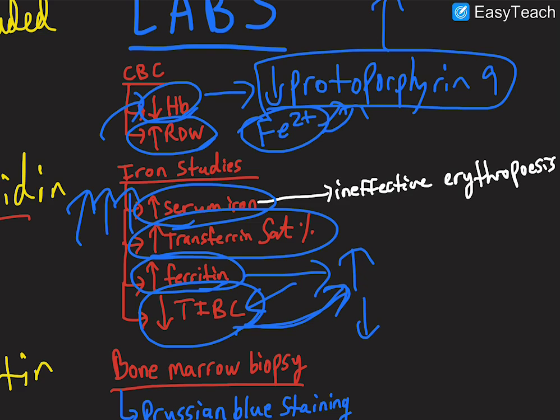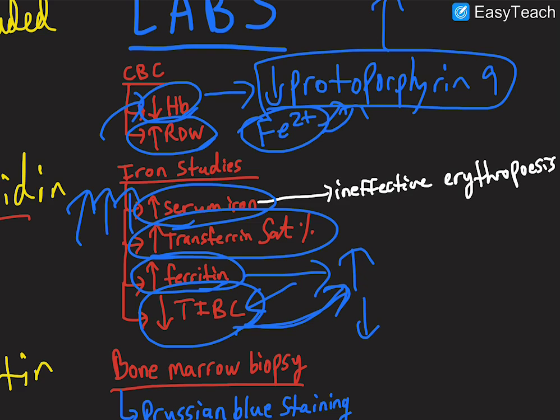So we talked about TIBC, ferritin, serum iron, and transferrin saturation. We said RDW can be elevated, and remember your mean corpuscular volume, because you're not making adequate hemoglobin, will most likely be low. That's why sideroblastic anemia falls under microcytic anemia. It is said that your mean corpuscular volume in sideroblastic anemia can be normal, but we still classify this under microcytic anemia, so MCV less than 80 femtoliters.